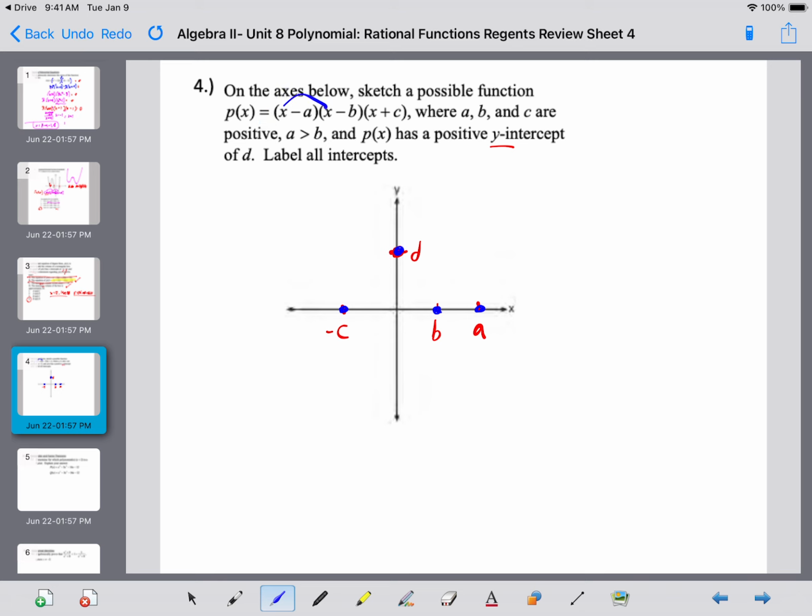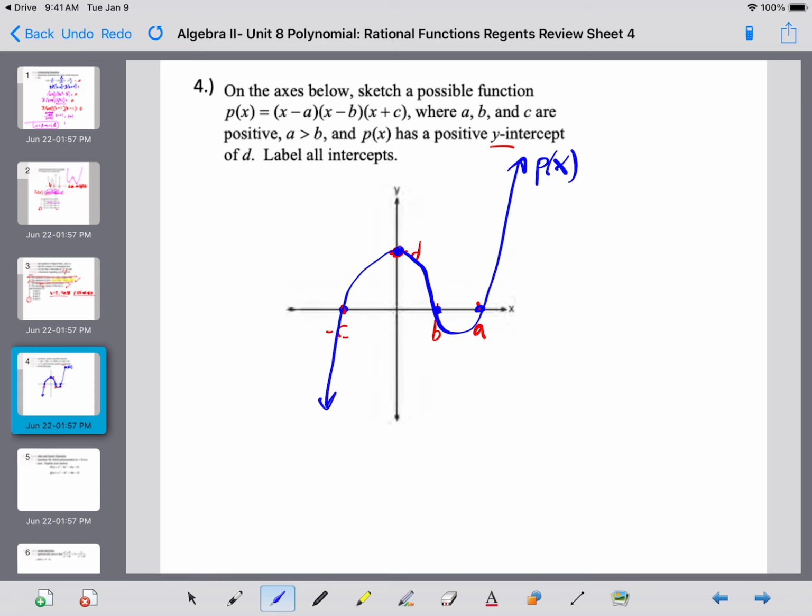And x times x times x is x to the third. So the first term would be x to the third. We know positive x to the third looks like this. If it was negative, it would look like this. So you're going to go through, around, through, and back around. And that would be p of x. Okay?